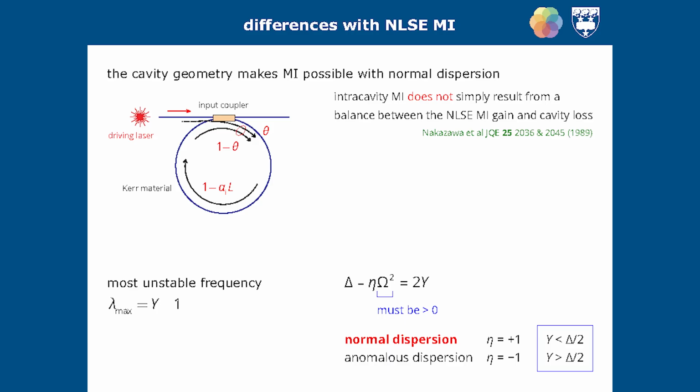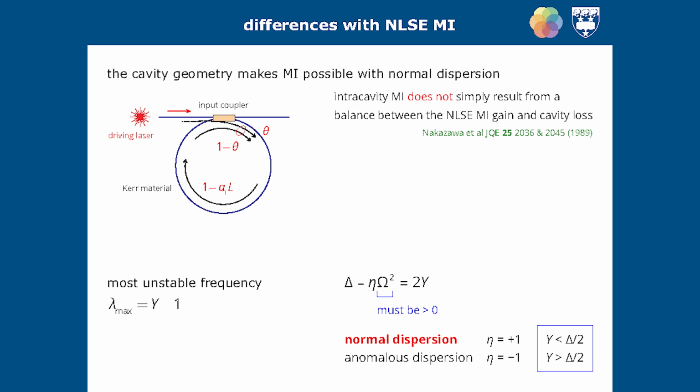So something interesting to notice here is that modulation instability in the resonator is possible with normal dispersion. I don't know if Martin mentioned that, but if you just take the nonlinear Schrödinger equation, you only get modulation instability with anomalous dispersion, while here it appears with normal dispersion. And so that's kind of interesting.